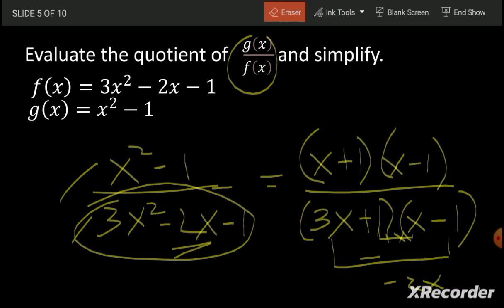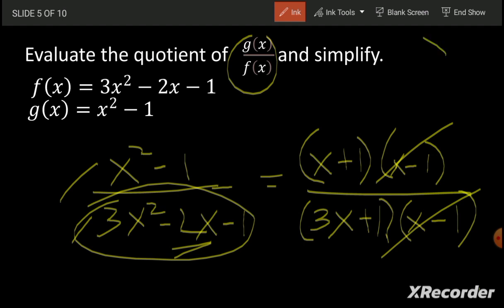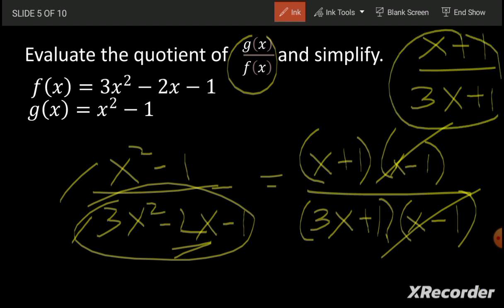Now after factoring, we can cancel out the common factors in the numerator and in the denominator. So we can cancel out x minus 1 in the numerator and x minus 1 in the denominator. So what is left are the factors x plus 1 over 3x plus 1. So this is the simplified form of g of x over f of x.